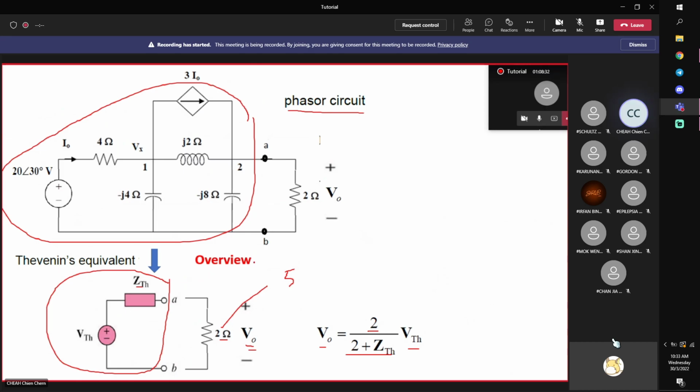So this is the advantage, right? And we can also find the maximum power transfer easily by using Thevenin's theorem, right? If you see maximum power transfer, it means Thevenin's, right? No other way, just use Thevenin's.